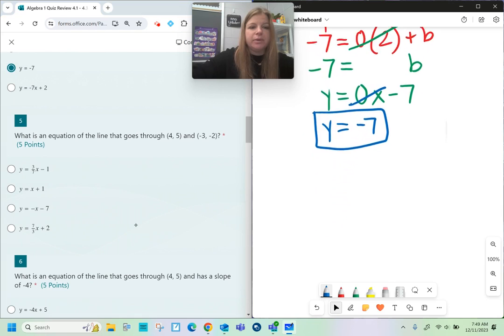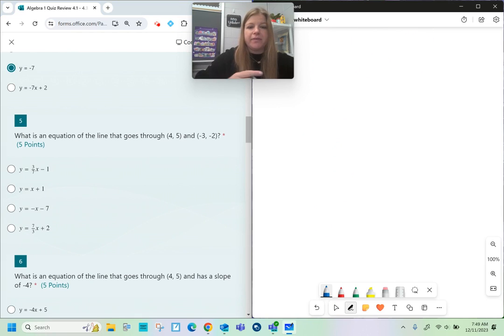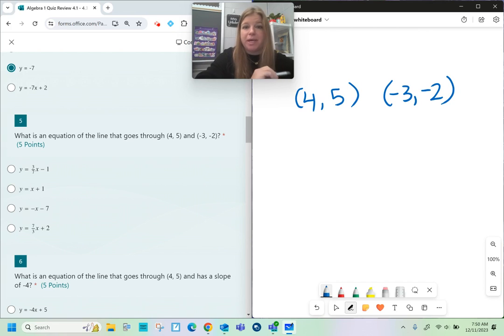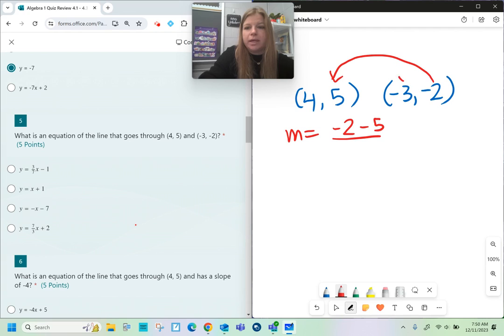Number 5, what is the equation of the line that goes through 4, 5, and -3, -2? Okay, 4, 5, and -3, -2. What I notice here is I don't know the slope, I don't know the y-intercept, but we do know our slope formula. I can easily find my slope, so it would be -2 minus 5 over -3 minus 4. This ends up becoming -7 over -7, which is just positive 1.